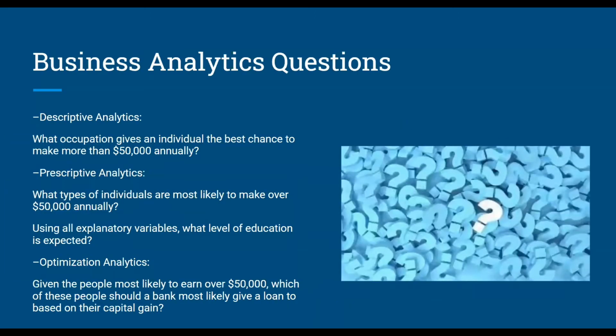The questions that we will be exploring are, for descriptive analytics, what occupation gives an individual the best chance to make more than $50,000 annually? For prescriptive analytics, what types of individuals are most likely to make over $50,000 annually? And using all explanatory variables, what level of education is expected? For optimization analytics, given the people most likely to earn over $50,000, which of these people should a bank most likely give a loan to based on their capital gain?